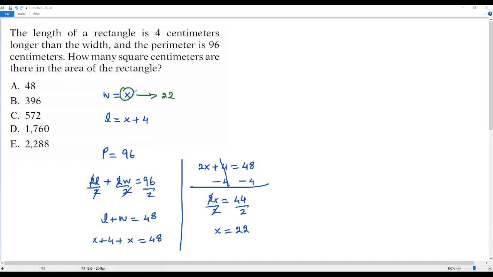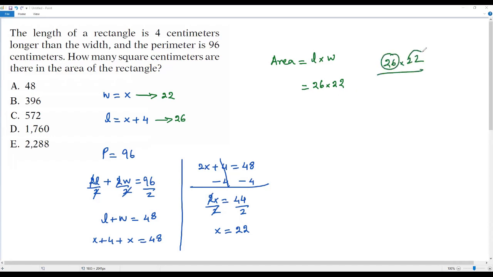When I plug in 22 for x over here, the length of the rectangle is 22 + 4, that is 26. Okay, now we have the length and width of the rectangle as 26 centimeters and 22 centimeters respectively. Now we can find the area of the rectangle. The formula is, as I said earlier, length times width. Here the length is 26 and the width is 22. Let's multiply 26 and 22.